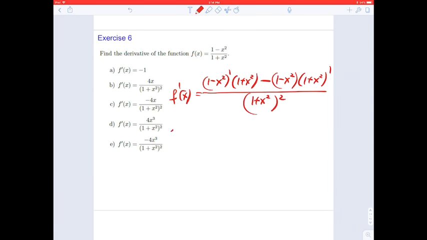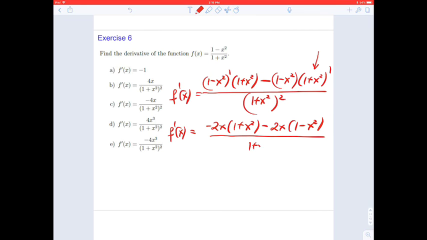Okay, let's see. Derivative of the numerator is negative 2x times 1 plus x squared, and derivative of 1 plus x squared is 2x times 1 minus x squared. I just changed the order. And 1 plus x squared squared.